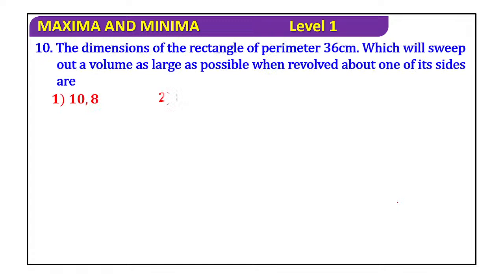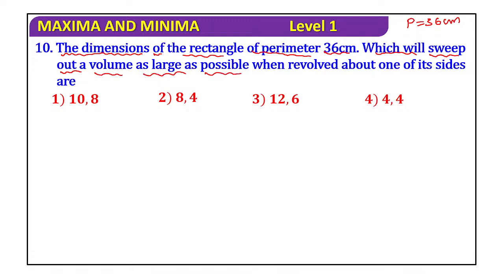Okay, we can move to the next problem. Just see this: the dimensions of the rectangle of perimeter 36 centimeters, that means P is equal to 36 centimeters, which will sweep out a volume as large as possible when revolved about one of its sides.